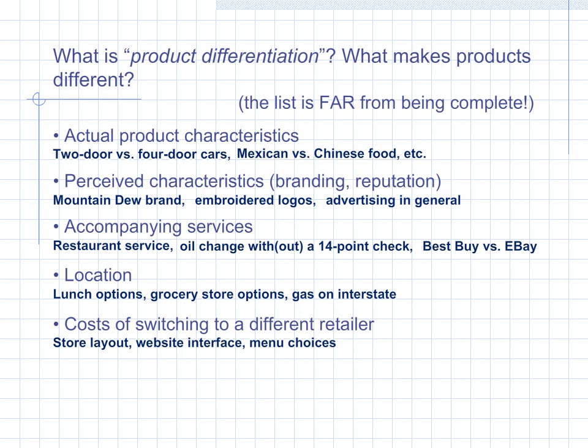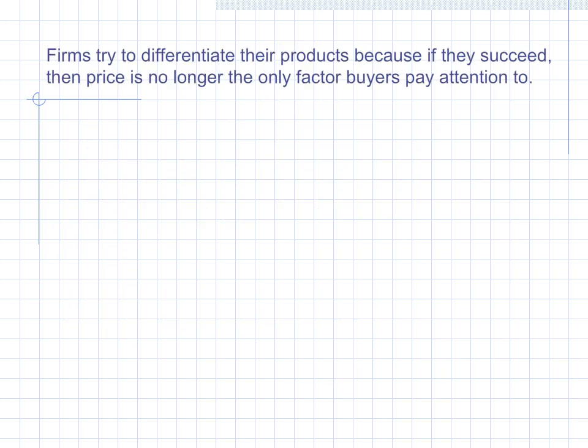And so yes, as I said, with this list I could go on and on and on. These are just some examples that make consumers see products as different ones. In order to understand why firms are making effort to differentiate their products, once again, let's use perfect competition as a reference point.